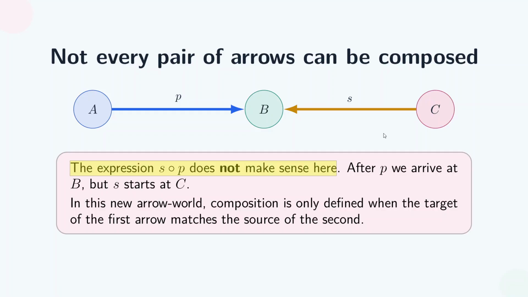This is a fundamental rule in every category. Composition is not a completely free-for-all operation. It is only defined when the arrows line up correctly. So in the free category, just as in ordinary path following, you can only continue your journey when the end of one step is exactly the place where the next step begins.